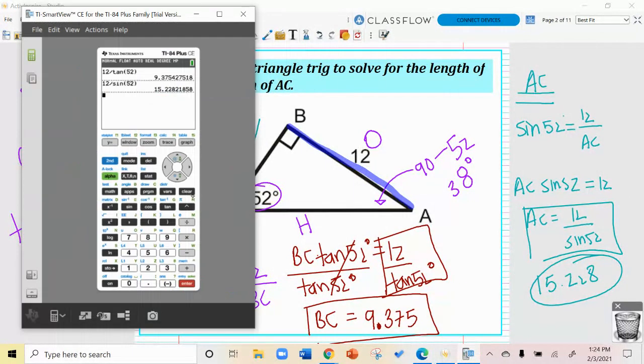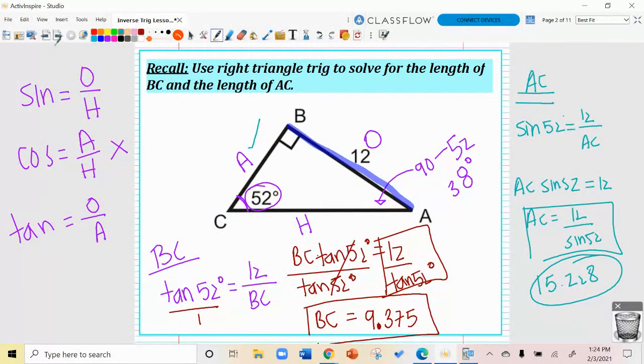And you know what? I could get really crazy here and say, well, what happens if I did 12 squared plus 9.375 squared? I get this number. And then what would happen if I did 15.228 squared? I know it's rounded, so it's not going to be perfect. Whoa, I get almost the same number. Right? That's me checking the Pythagorean theorem. A squared plus B squared, is that equal to C squared? Pretty neat, right?